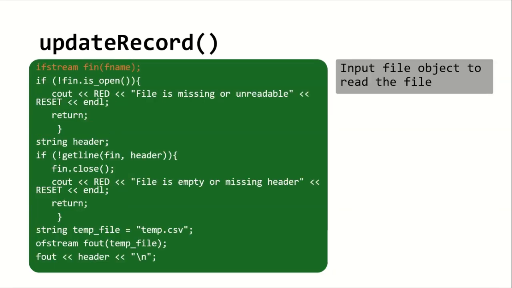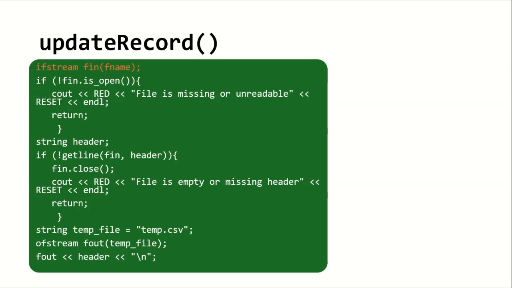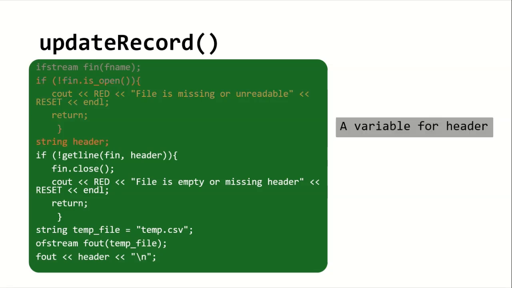Then we are going to create a reading file, which is the original file. If the file is unable to open, we are going to throw an error. We are going to take the header. This time we are going to make a header string, and we are going to take the header from the file.